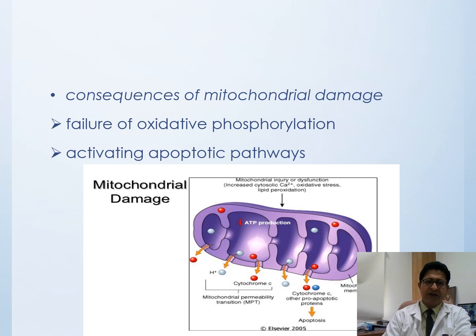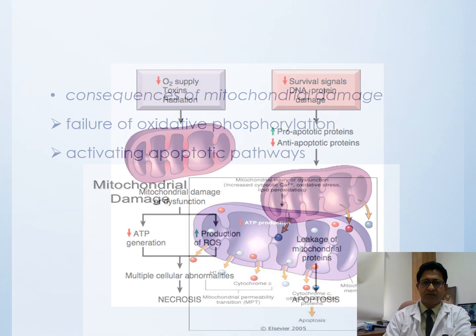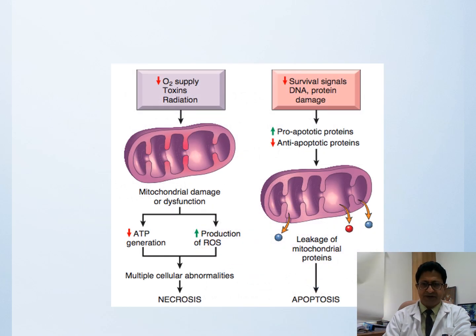And next would be the activation of the apoptotic pathway. When you look into this picture, you see that because of decreased oxygen supply, there can be toxins, and there can be some effects due to radiation on the mitochondria. Whenever there is a damage, naturally there is a dysfunction of this particular organelle, that is mitochondria. Whenever there is a dysfunction, you know that the ATP generation is decreased, and as a result there can be multiple cellular abnormalities which can lead to cell death.